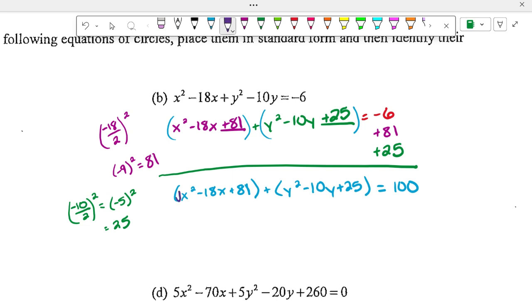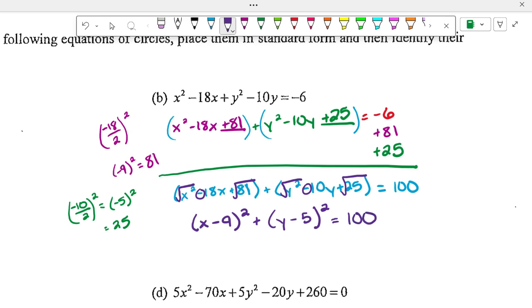So remember, take the square root of the first, keep the sign of the second, square root of the last. So what's my binomial for the x's? X minus 9. What am I missing? Do not forget that square. It's part of the formula. Plus. So if I do the y's, it would be y minus square root of 25 is 5 squared, and you bring down the 100.